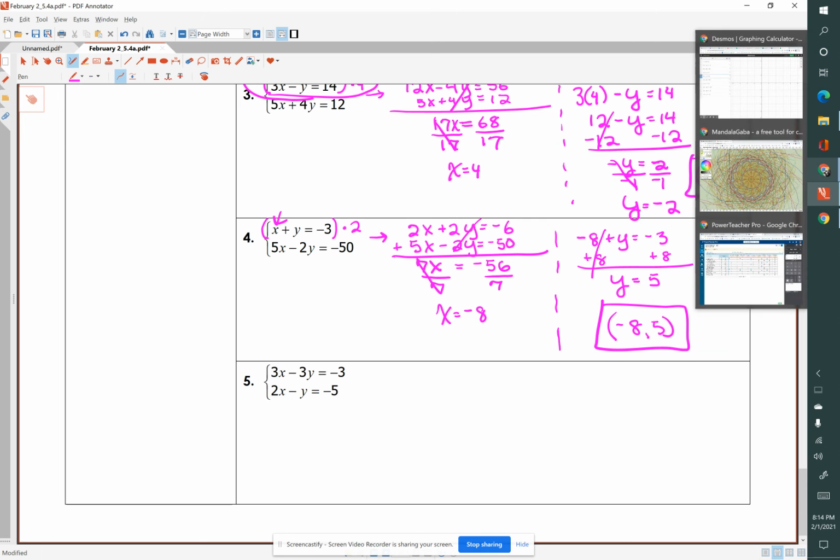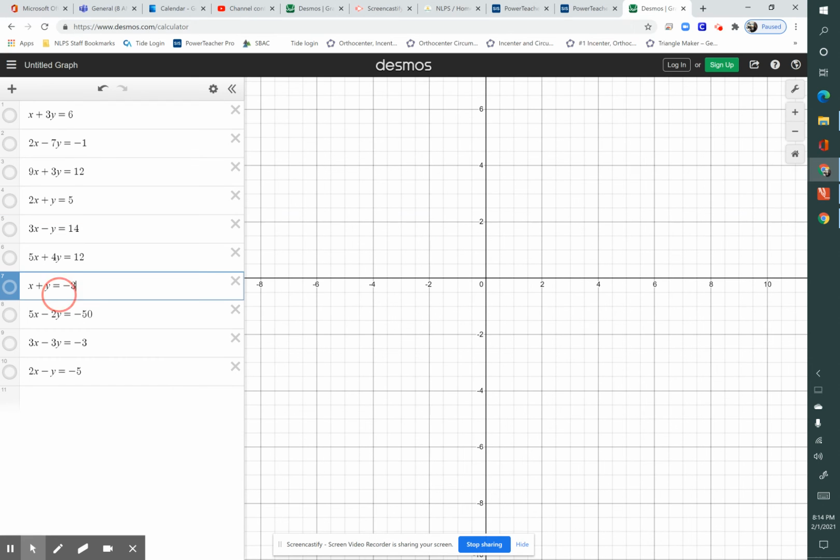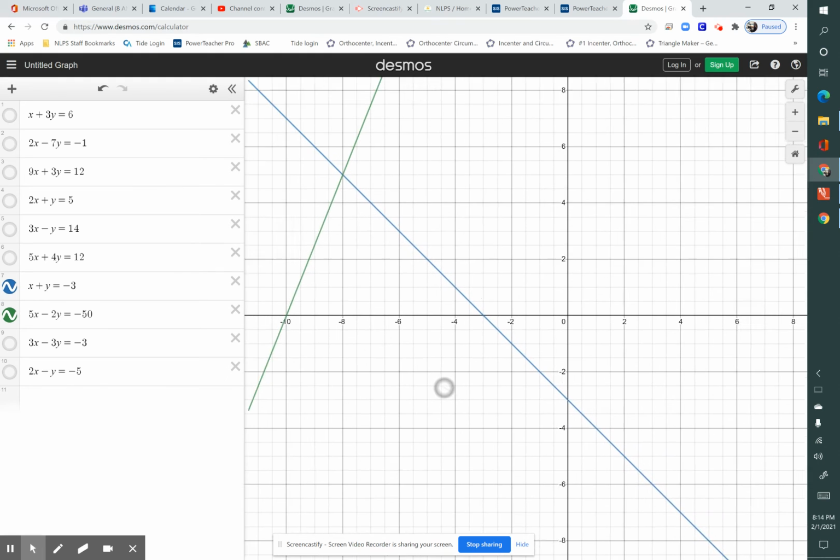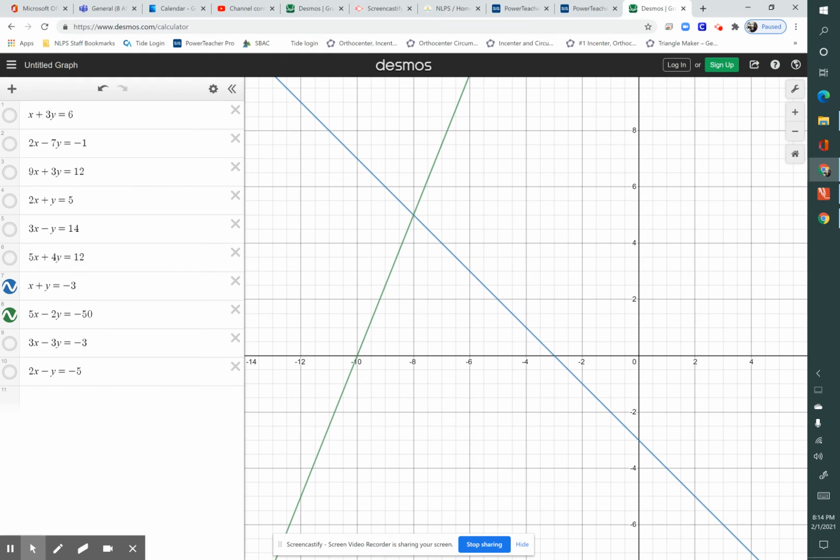And let's look at the graph. So we had x plus y equals negative 3. That's the blue line. And 5x minus 2y equals negative 50. And our solution indeed is negative 8, 5: negative 8 on the x-axis, up 5, positive on the y-axis.